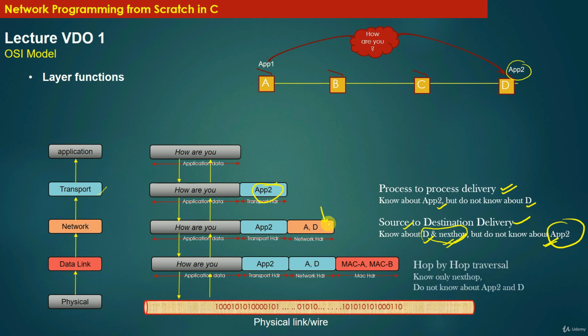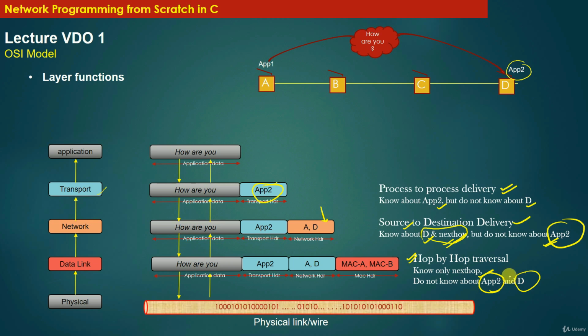And next comes the data link layer, which is responsible for hop by hop traversal of a packet. The data link layer knows only the information about the next hop. The data link layer does not know anything about the receiving process or sending process, that is app 2 or app 1, and it does not know where the packet is eventually destined for.